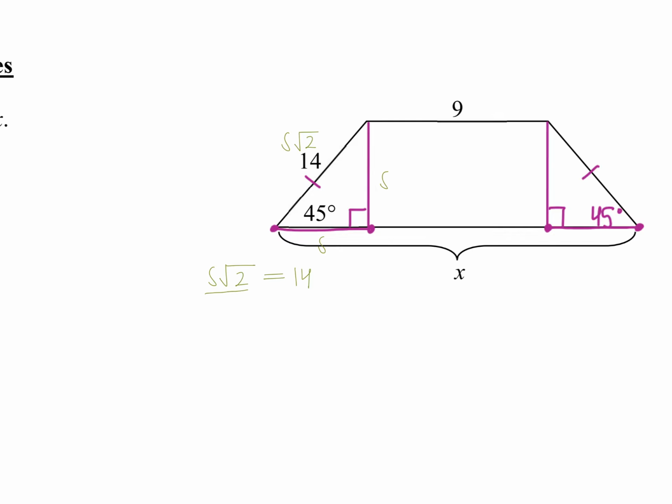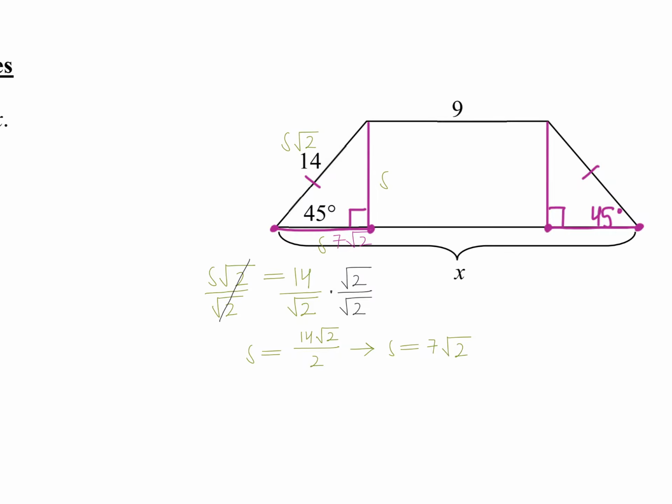Okay, so I'm going to start by dividing both sides by that square root of 2. It's going to cancel out, and then over here we're going to need to rationalize. And so we are going to get that s is equal to, currently we'll have 14 root 2 over 2, which will just then simplify to s is equal to 7 root 2. So we have that this length here is 7 root 2.